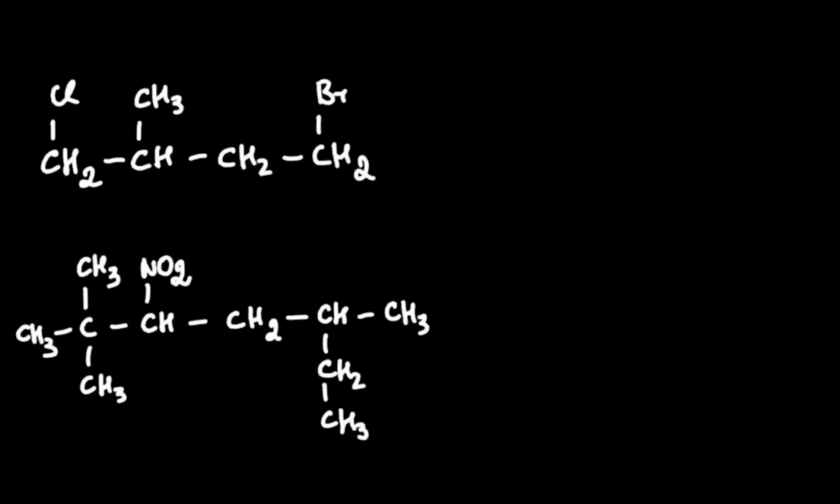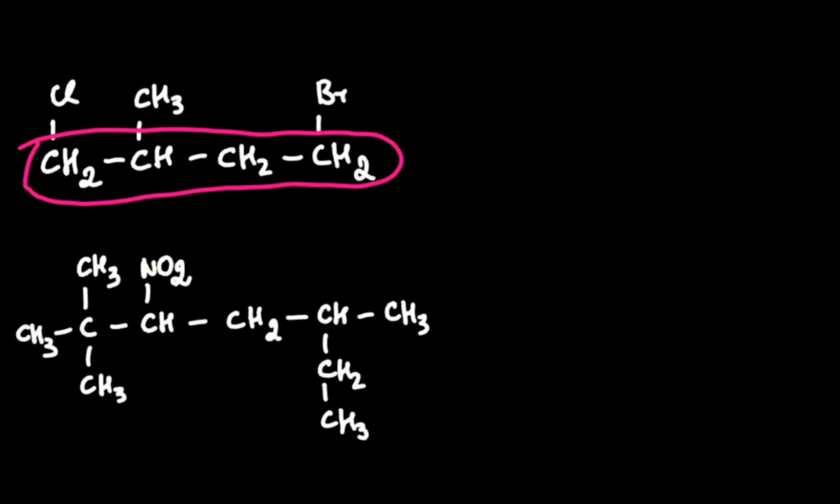Let's transform condensed formulas into skeletal formulas. The first thing you want to do is to identify the longest carbon chain. In the first example, it has 4 carbon atoms. Now, we draw the skeletal formula for those carbons. It should look like this. Each end and bend in the line represents a carbon atom.